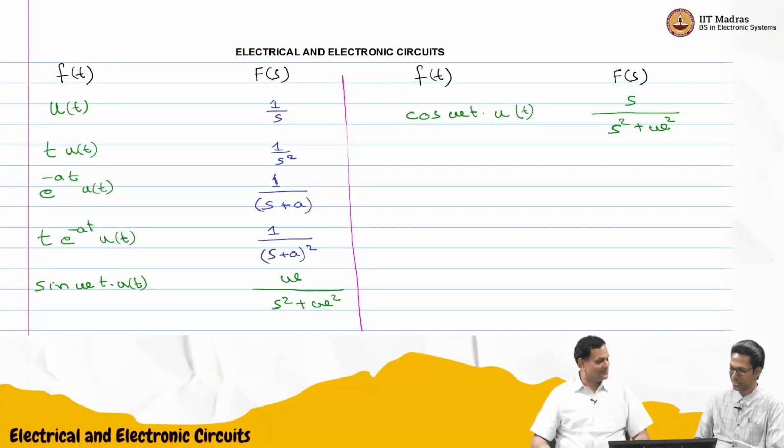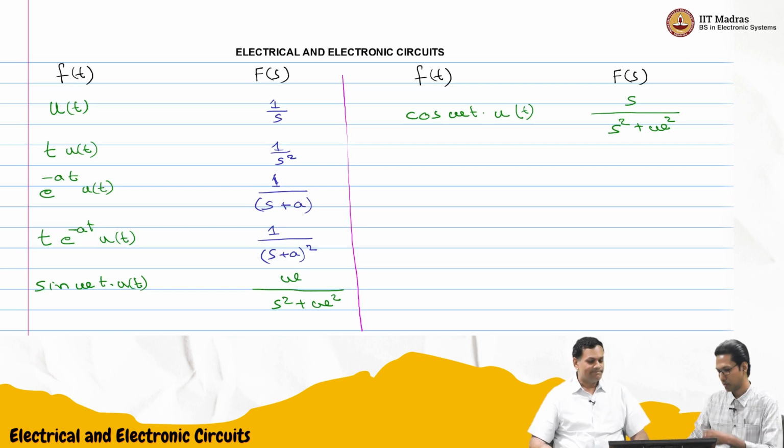Hi, Bobby. Hi, Aniruddhan. So we have the nice table available with f of t and the corresponding f of s. We have u of t, t u of t, cos omega t, sin omega t. But something is missing.